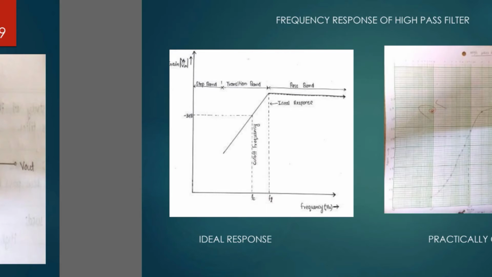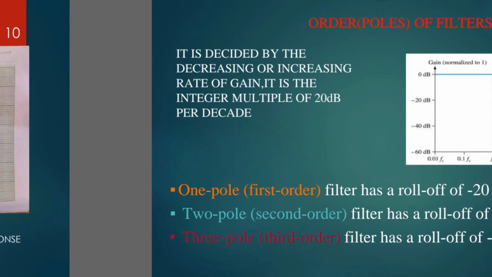Frequency response of a high pass filter. As with the low pass filter, we observed the ideal response and the practically observed response. For the high pass filter also, we need to observe the ideal response. Same as before, we take frequency on the x-axis and gain on the y-axis. Here the pass band is on the right side and the ideal response is given by the dotted lines. If the practical observed response is compared, they will both be the same. Then go to next slide.